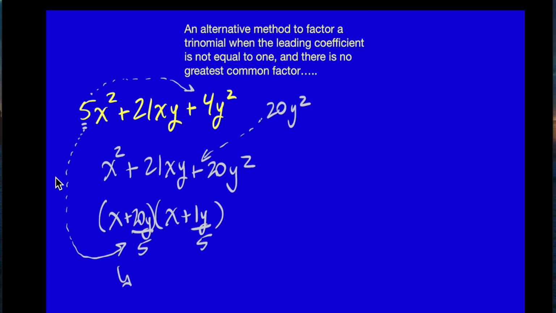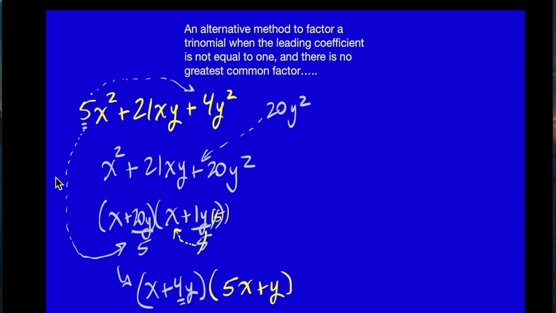Here, we're going to get an integer, x plus 4y. And by integer, I mean that 4 is an integer. We leave it as is. But here, on the second factor, we have this 5 here. We're going to multiply both the first term and the second term by 5. And that's going to yield a 5x plus y, because these 5's will cancel out. Let's double check and FOIL this in our head. We're going to get 5x squared plus 20xy plus 1xy plus 4y squared.